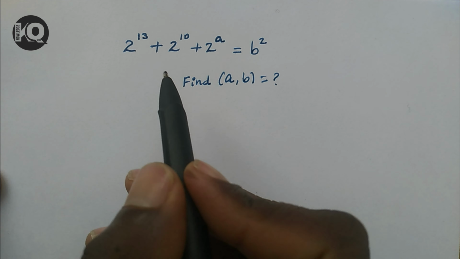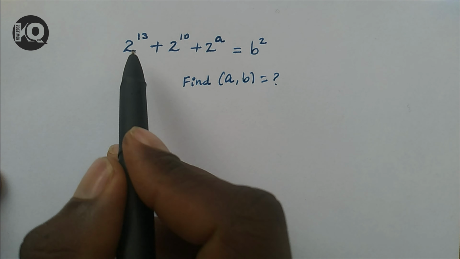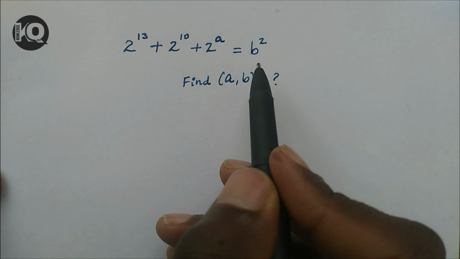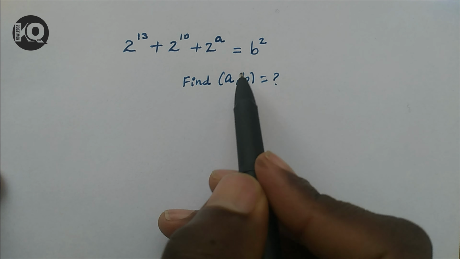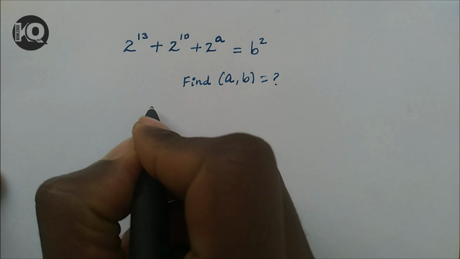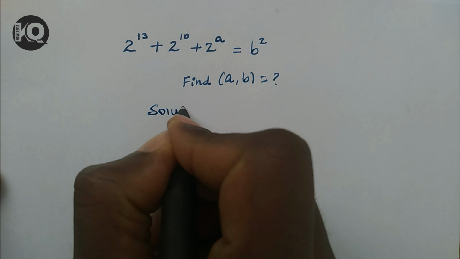Hello, you are welcome to solve this math problem, which is 2 to the power of 13 plus 2 to the power of 10 plus 2 to the power of a, which is equal to b square. Find the value of a and b. So let's go to the solution.